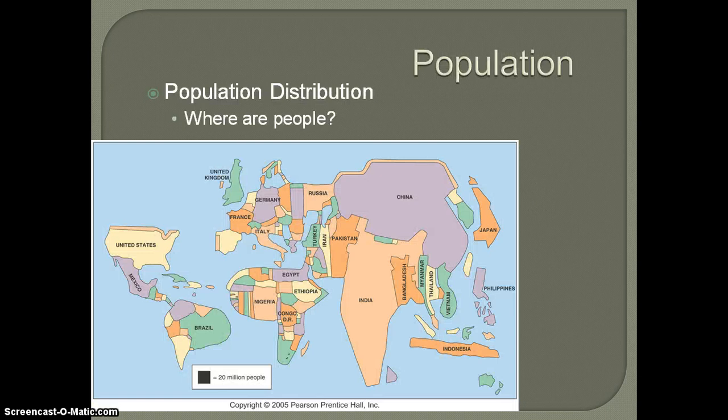We're continuing on with our conversation on population. Today we're going to be talking a little bit about global population distribution, looking at where exactly it is that most people in our world tend to congregate.